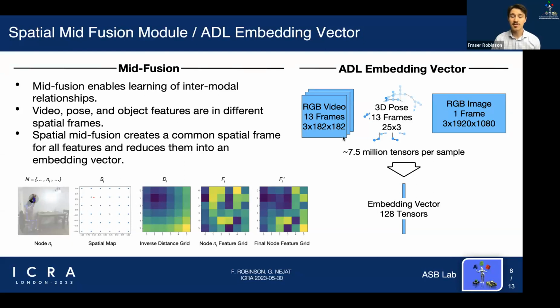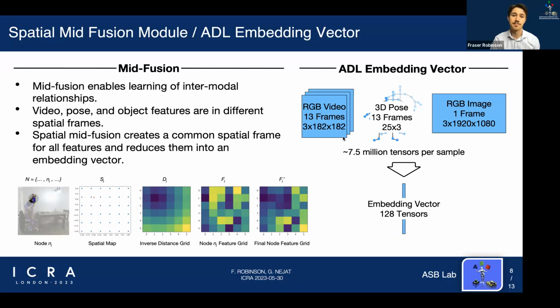The ADL embedding vector is essential for our work of understanding unseen activities and also customizing robot behavior to specific changes in user ADL differences. Essentially, it is a low-dimensional representation of any activity, and it can be seen how significant this low-dimensional representation is on the right-hand side.